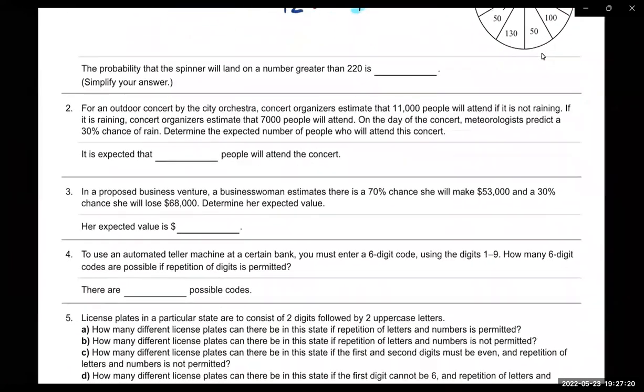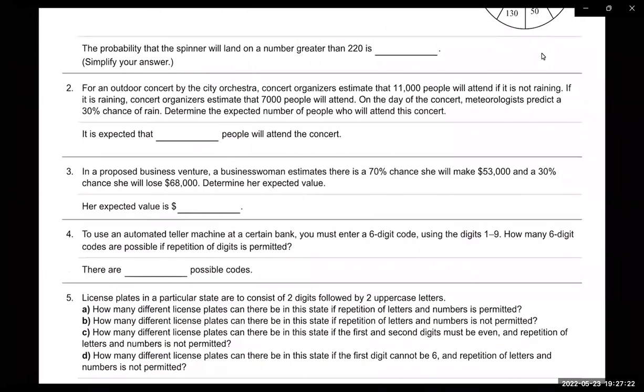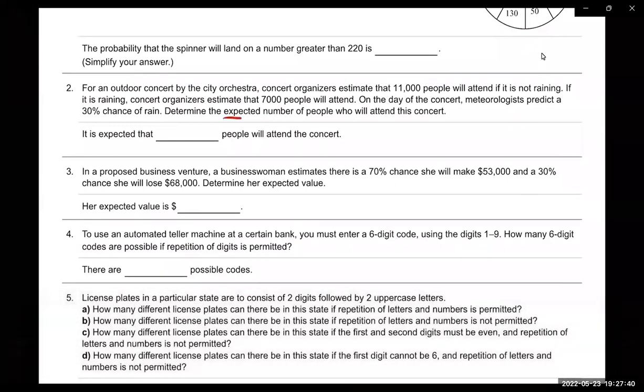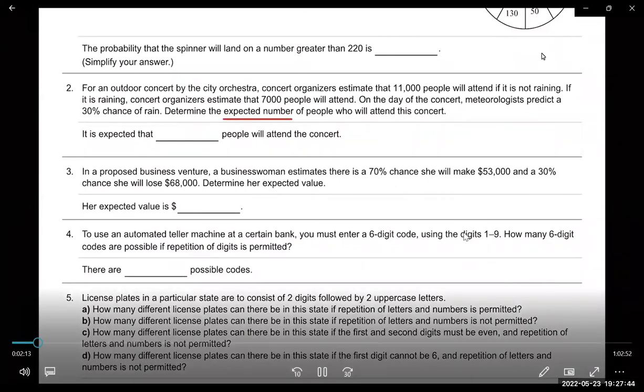For an outdoor concert by the city orchestra, concert organizers estimate that 11,000 people will attend if it is not raining. If it is raining, concert organizers estimate that 7,000 people will attend. On the day of the concert, meteorologists predict a 30% chance of rain. Determine the expected number of people who will attend the concert.